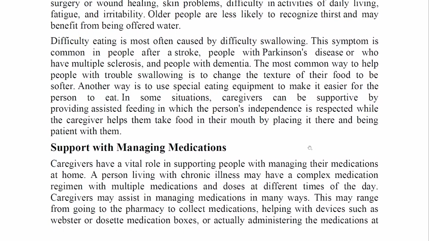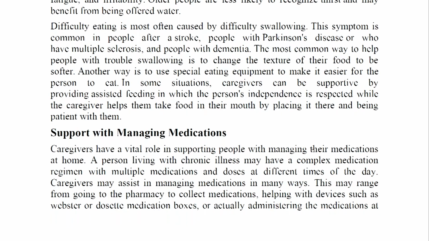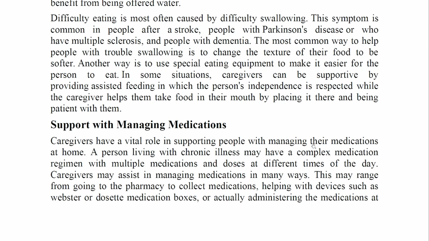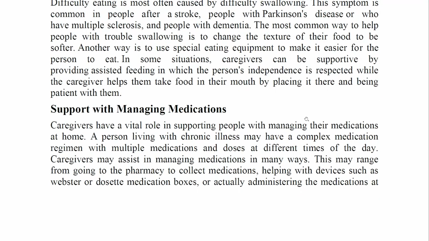Older people are less likely to recognize thirst and may benefit from being offered water. Difficulty eating is most often caused by difficulty swallowing. This symptom is common in people after a stroke, people with Parkinson's disease or multiple sclerosis, and people with dementia. The most common way to help people with trouble swallowing is to change the texture of their food to be softer. Another way is to use special eating equipment to make it easier for the person to eat.